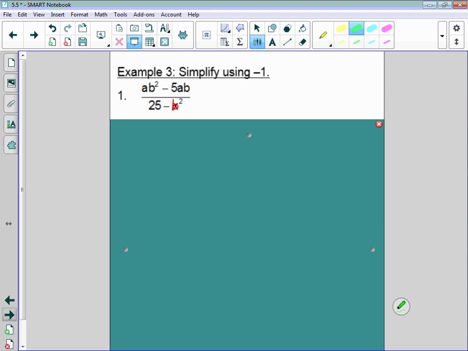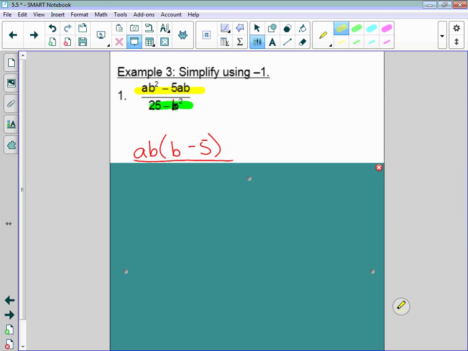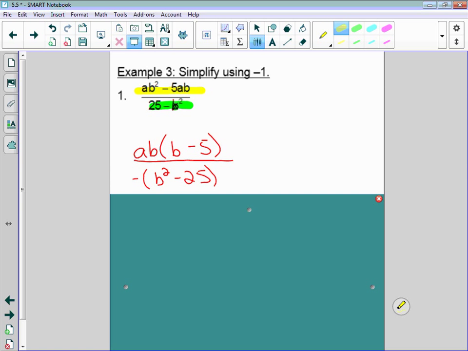From here, we want to address simplifying rational expressions. There was a typo in example 3, number 1: the x squared should be changed to a b. This says simplify using -1. What we can do here is factor out a -1 in the denominator to start. And in the numerator, we're going to factor out a GCF. The GCF in the numerator is AB, which leaves us with b minus 5 left over. In the denominator, you can factor out a negative. So the minus b squared will now become positive, and positive 25 becomes negative, so I just flip the order of that. This right here is a difference of 2 squares.